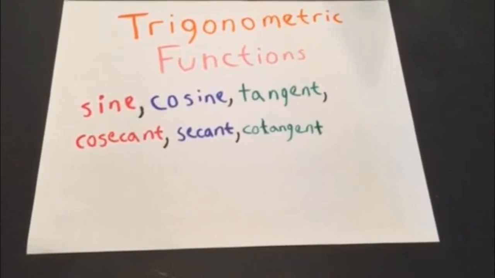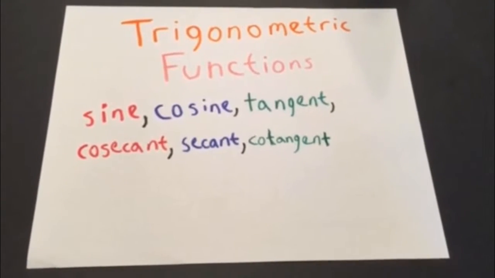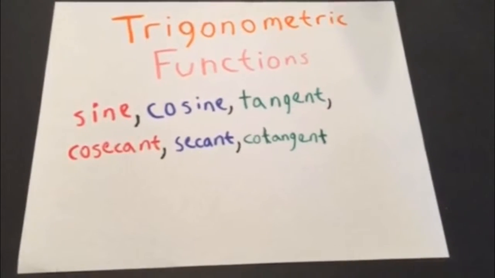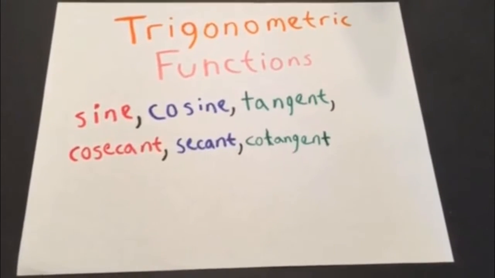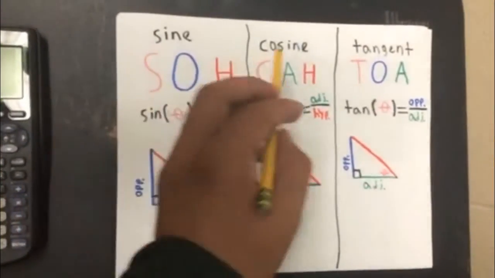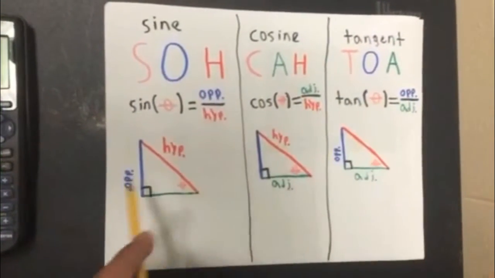Today we are going to talk about trigonometric functions, or right-angle trigonometry. These include sine, cosine, tangent, cosecant, secant, and cotangent. The three main trigonometric functions, sine, cosine, and tangent, are represented by the acronym SOHCAHTOA.